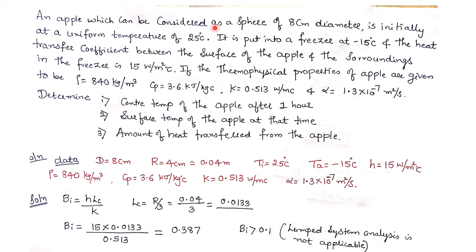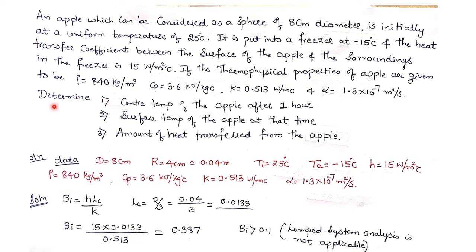An apple, which can be considered as a sphere of 8 centimeter diameter, is initially at a uniform temperature of 25 degrees centigrade. It is put into a freezer at minus 15 degrees centigrade, and the heat transfer coefficient between the surface of the apple and the surroundings in the freezer is 15 watt per meter square degree centigrade. If the thermophysical properties of the apple are given to be density 840 kg per meter cube, specific heat Cp is 3.6 kilojoules per kg degree centigrade, thermal conductivity K is 0.513 watt per meter degree centigrade, and alpha, that is thermal diffusivity, is 1.3 into 10 to the power minus 7 meter square per second.